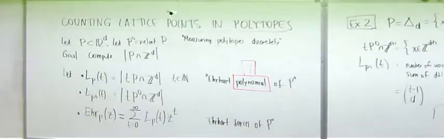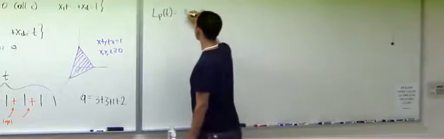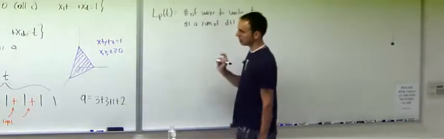Now what's L_P of t? What I need is the number of ways to write t as a sum of d plus 1. The difference now is that I'm not in the interior.